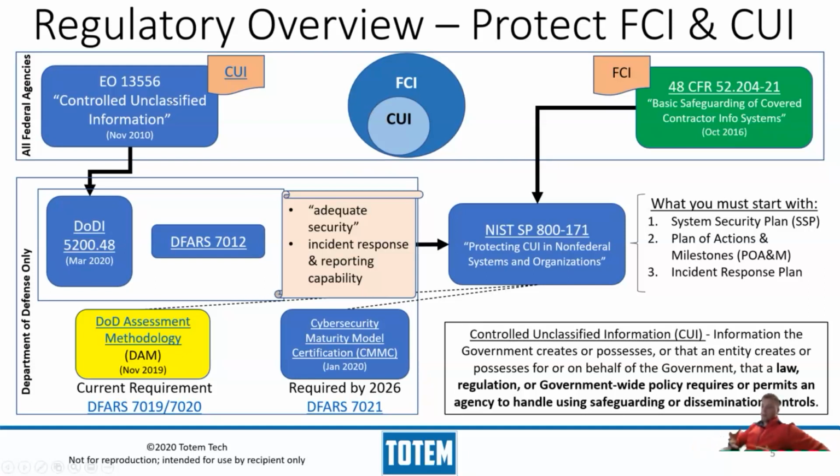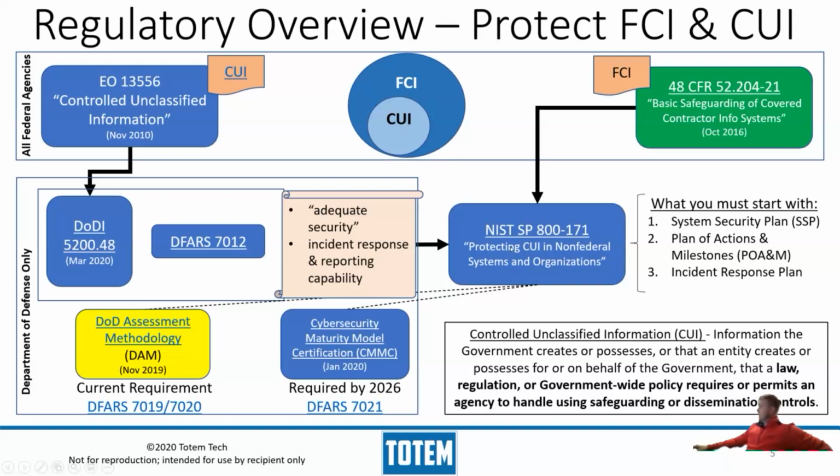So controlled unclassified information was created back in November 2010 under the Obama administration, and it is called out for contractors to protect that information. As you see, the Department of Defense has required in this DFAR 7012 three things that we have to do. We have to have adequate security, and then we have to have an incident response and reporting capability.